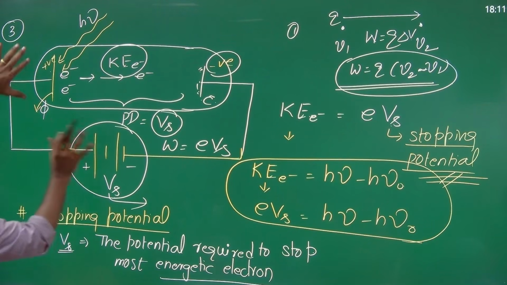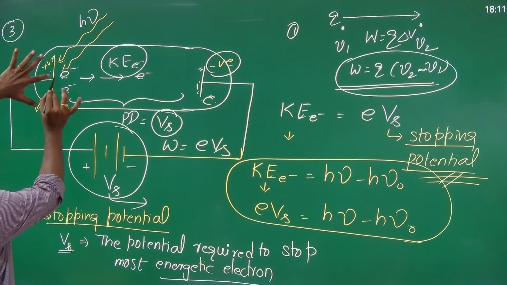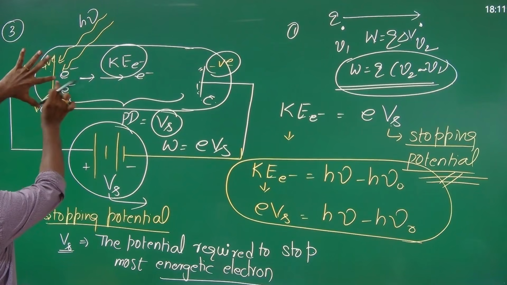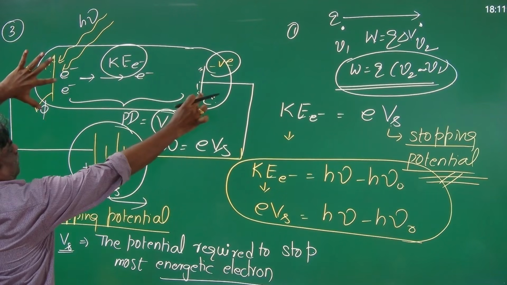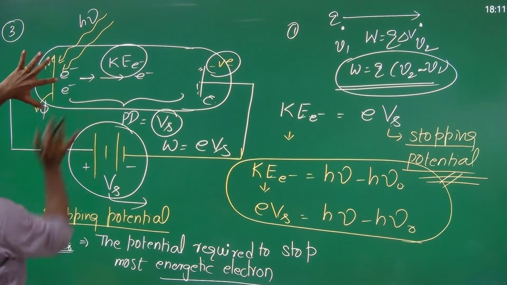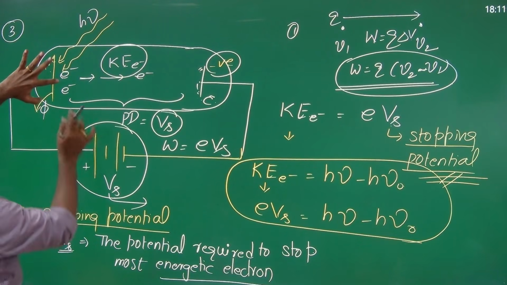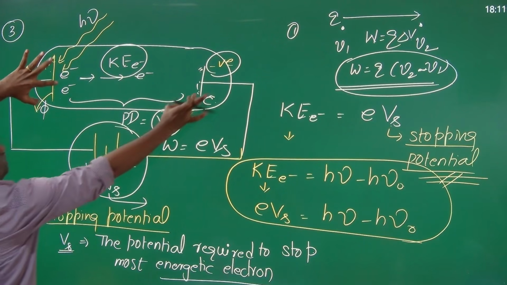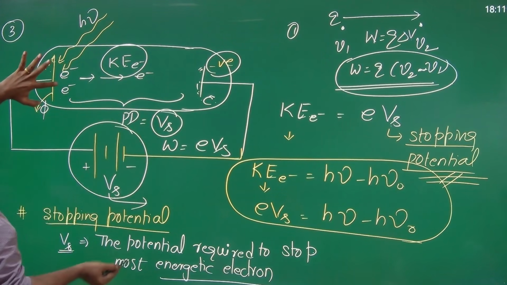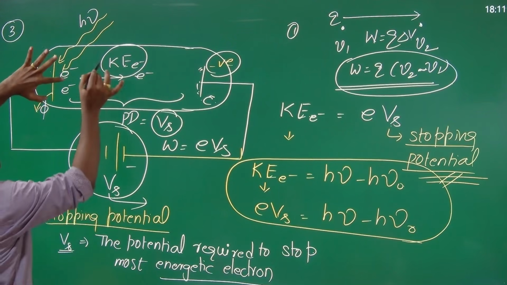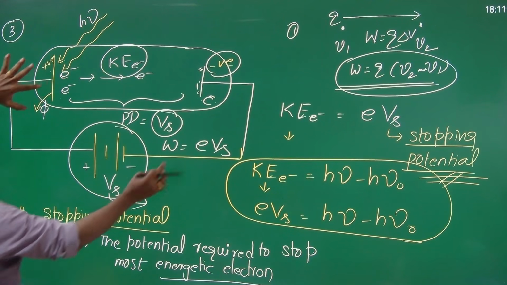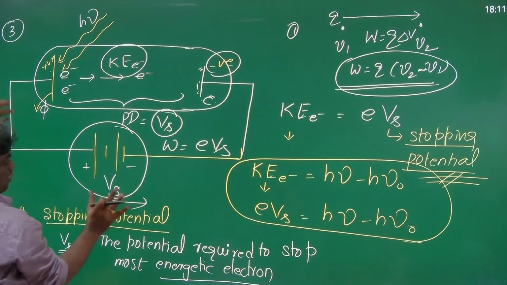Still, if anybody didn't understand, the electron is ejected, but if it wants to move from this point to this point, it needs some kinetic energy. How much kinetic energy is required? Here you have applied some negative potential, so it has to overcome that potential. So it needs kinetic energy which is exactly equal to QV. Here Q is nothing but the charge and V is the potential.